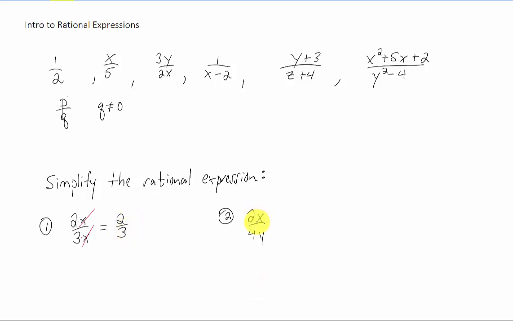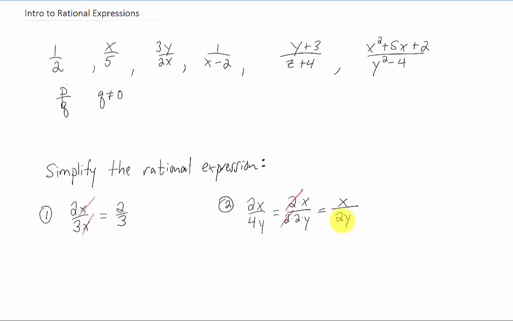How about 2x over 4y? Are there any factors in the numerator that are the same as the factors in the denominator? Well, it might not seem like it right away, but 4 can be written as 2 times 2. So 2 is a factor in the numerator as well as the denominator. So we're allowed to cancel one 2 from the numerator with one of the 2's from the denominator. And what we're left with is an x in the numerator and a 2y in the denominator. That is the simplified rational expression.